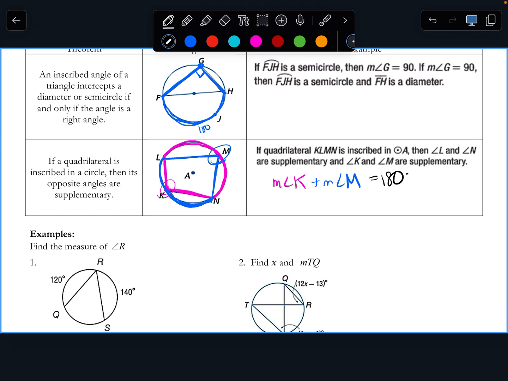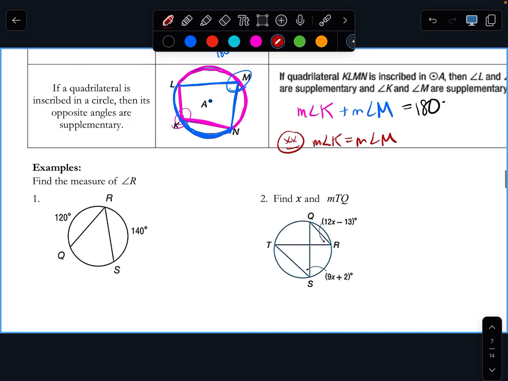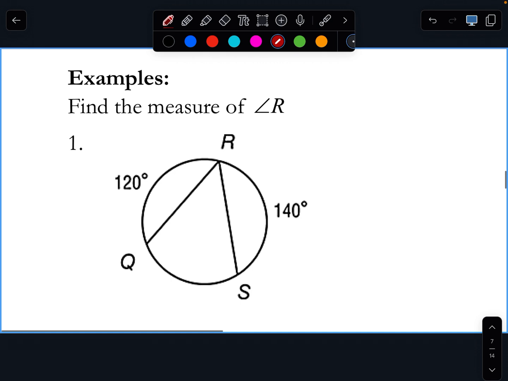It's because the intercepted arcs add up to 360, and their inscribed angles add up to 180, which is half. The deadly mistake is that people set them equal. It happens every year. So don't be that kid. Don't set them equal.